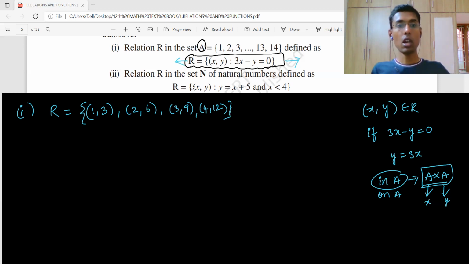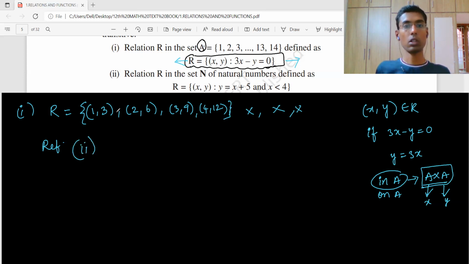Now you have to say whether this relation is reflexive, symmetric or transitive. It's not reflexive, not symmetric and not transitive. Like that, simple. Now we'll go to the second question.